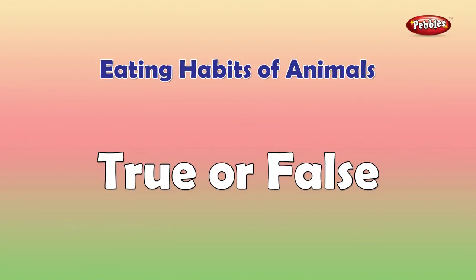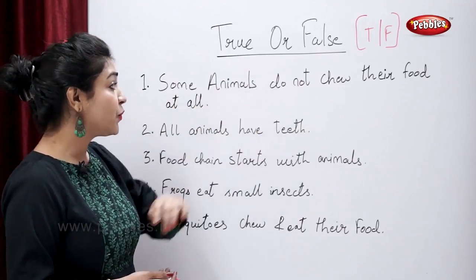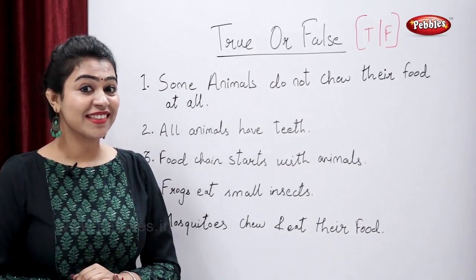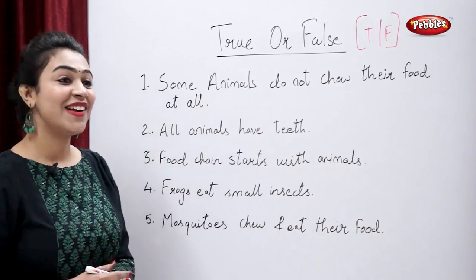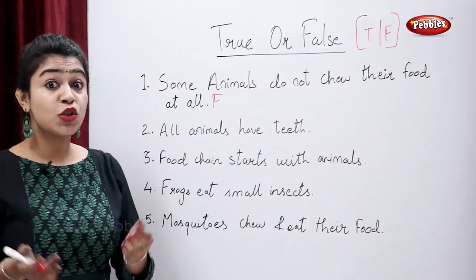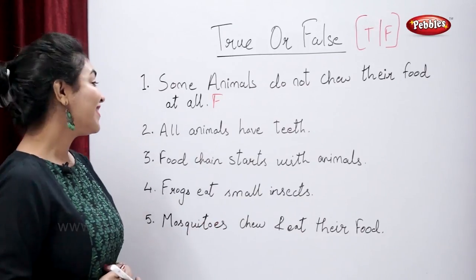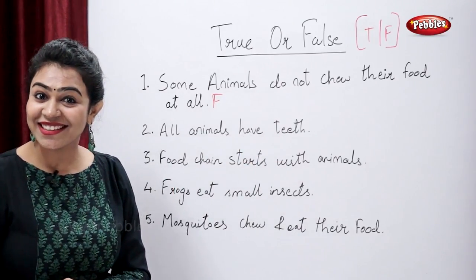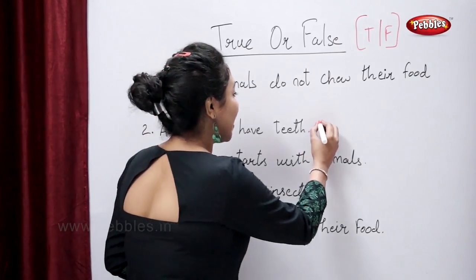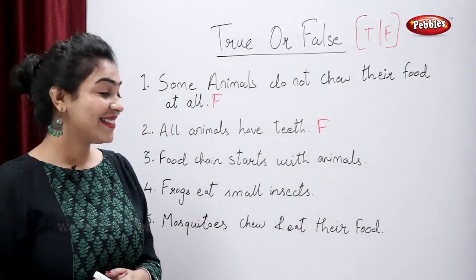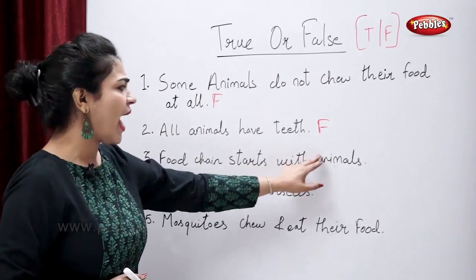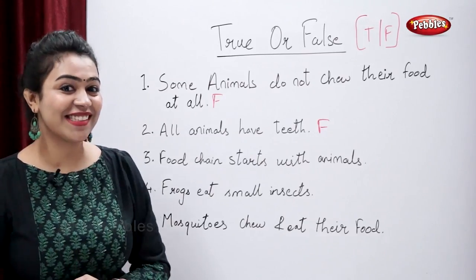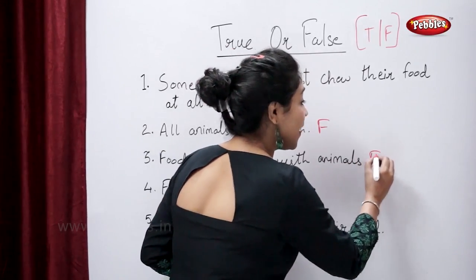True or false? Some animals do not chew their food at all. Come on, students, tell me true or false? Tell me false, right? Some animals swallow their food as a whole. All animals have teeth. True or false? False. Some animals do not have teeth. Food chain starts with animals. False. Food chain starts with plants.